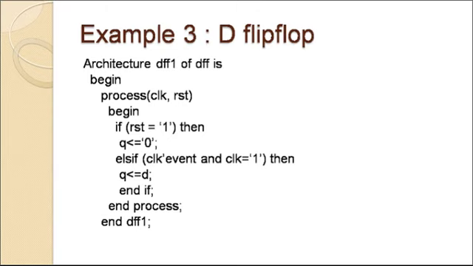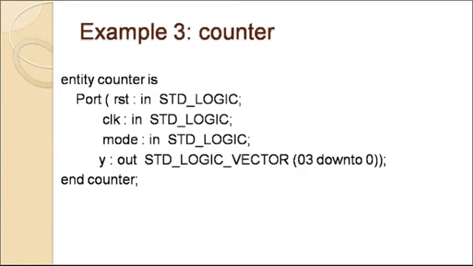Another example of this is a counter. Here the example is given for a 4-bit counter. In a counter you will need hardly 3 inputs: reset, clock and mode. This mode is for either you want to go for up count or down count. That is mode, and reset and clock are as they are. When you apply reset, your count should be 0 0 0, and when you remove reset, it should start counting.